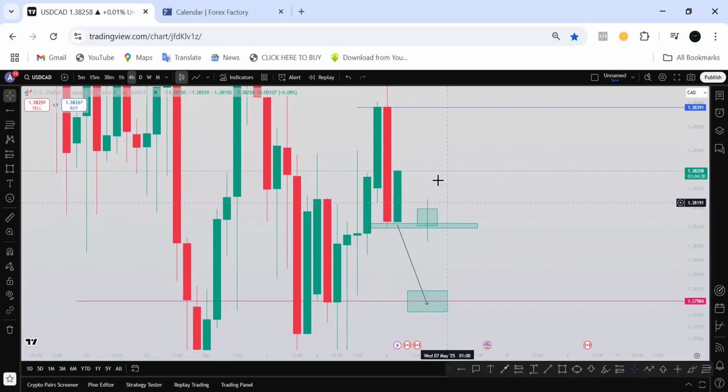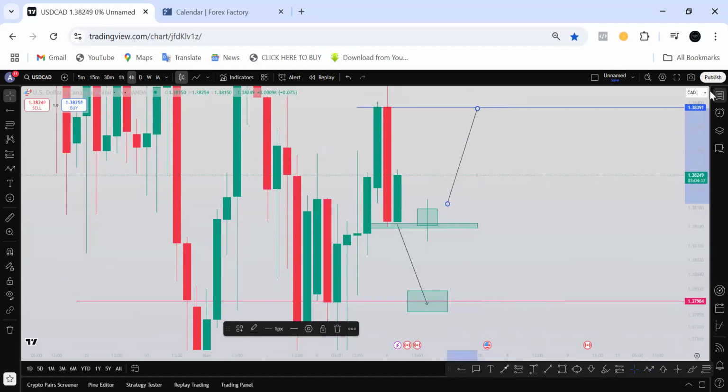But if price refuses to move to this side, then I'm expecting price to create a long wick, a long bias exhaustion candle. Give me a long bias exhaustion candle. Then I'll look for an entry at the lower time frame, take a buy to this side. So that's what I'm expecting on USD CAD.